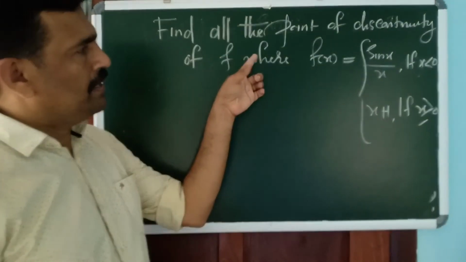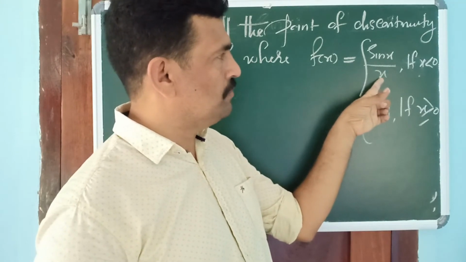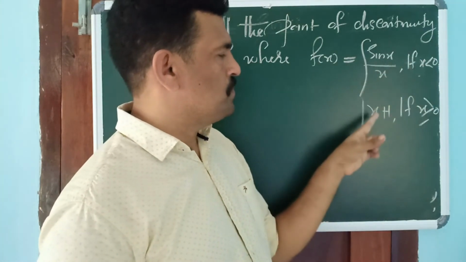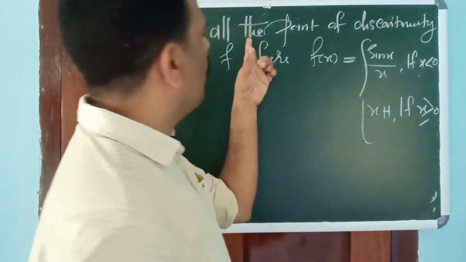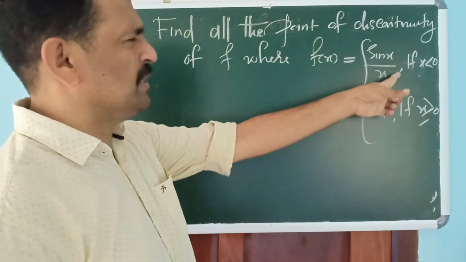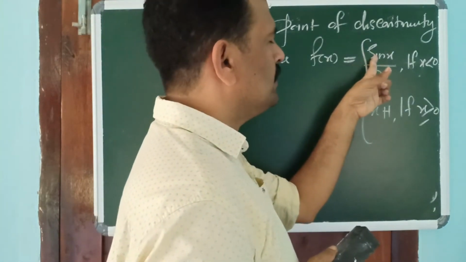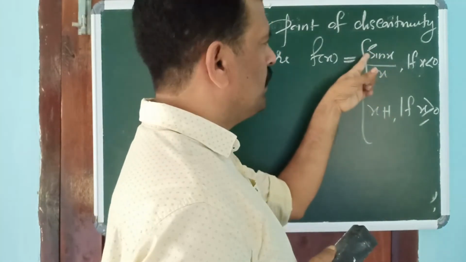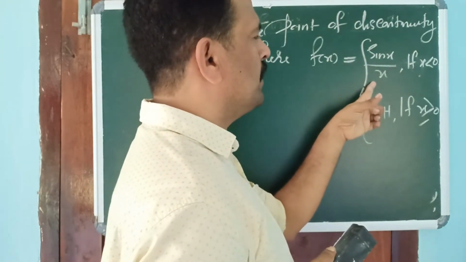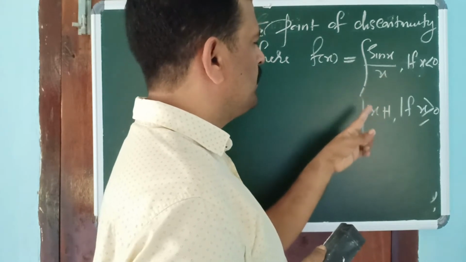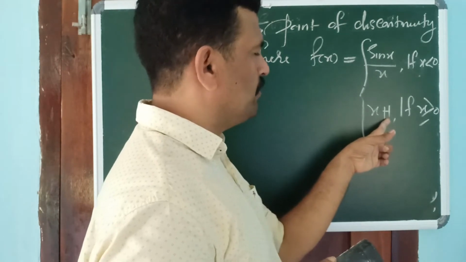Here is a function defined by f of x equal to sin x by x, if x less than 0, and x plus 1 if x is greater than 0. We have to determine all the points of discontinuity of this function. Here we know that sin x is continuous, x is continuous, quotient function is continuous. Therefore sin x by x is continuous for all x where x not equal to 0. Similarly, x plus 1 is a polynomial function that is also continuous for all real numbers.